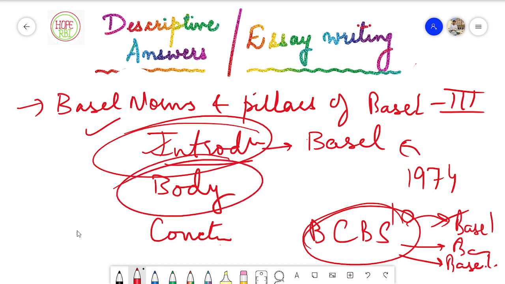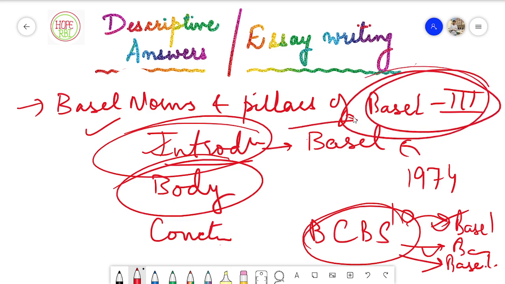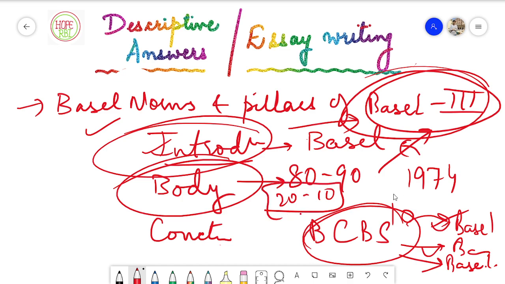Now comes the body. In the body, you have to emphasize the Basel 1, 2 and 3 norms, but you have to focus more on Basel 3, because that is what is being asked in the question. Your content of the body should be about 80 to 90% regarding Basel 3, and the rest, 10 to 20%, should be regarding Basel 1 and 2. You can explain what risk factors were considered in the Basel 1 norms, what requirements were to be followed, and what CRAR ratio was required in Basel 1 or Basel 2.